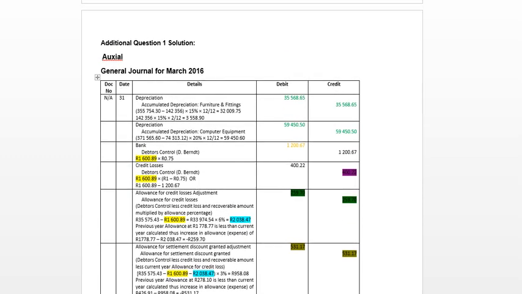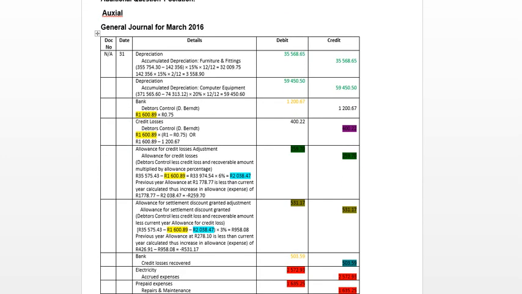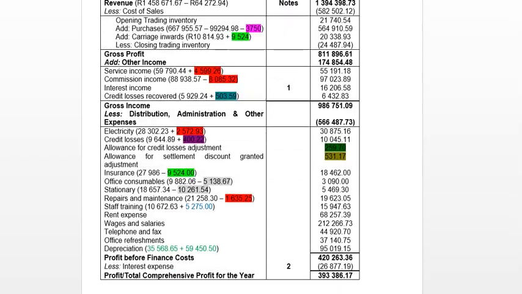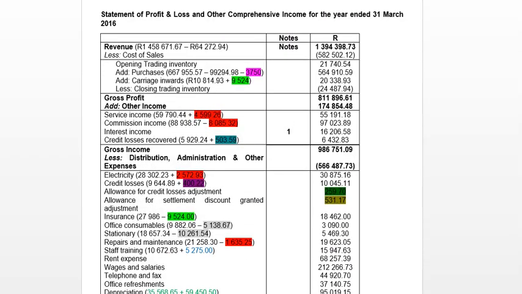Okay, so that's looking at all our adjustments within our general journal. Now we need to take all this information and input it in our statement of profit and loss and our statement of financial position, as well as the notes to the financial statements. Remember, you always start with your heading. So you've got your statement of profit and loss and other comprehensive income for the year ending 31 March 2006.